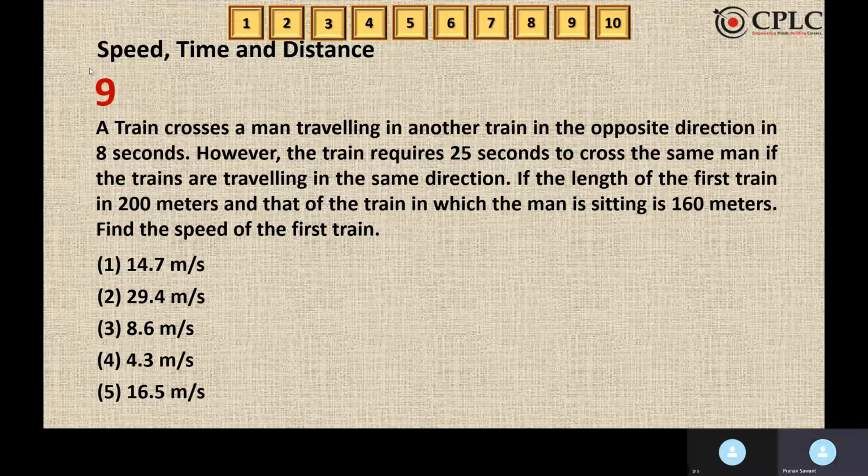Understand one thing over here. The train is going to cross a man. A train is not crossing another train. So we have to work accordingly. Now, man is an object of negligible width. So remember this.